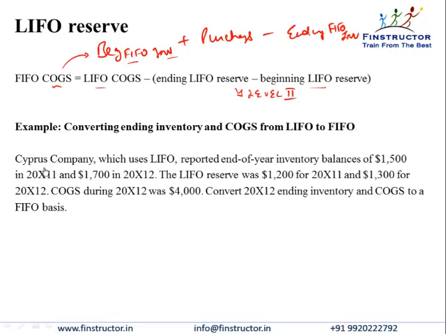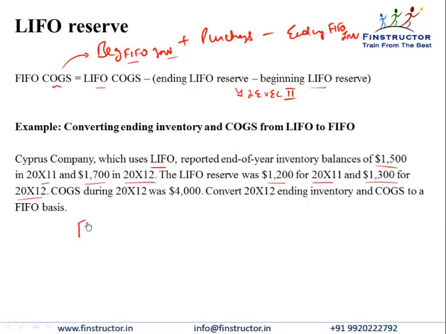A company, which uses LIFO, reported end of year inventory balance of $1,500 in 2011 and $1,700 in 2012. The LIFO reserve was $1,200 for 2011 and $1,300 for 2012. The cost of goods sold during 2012 was $4,000. Convert 2012 ending inventory and COGS on a FIFO basis.